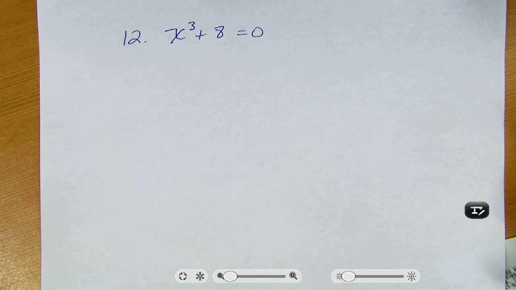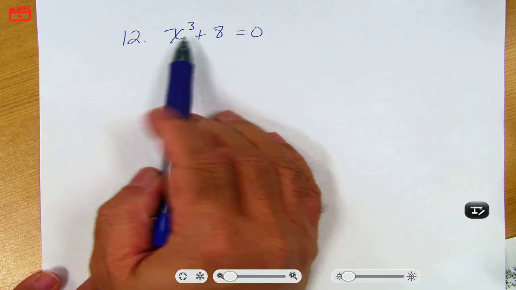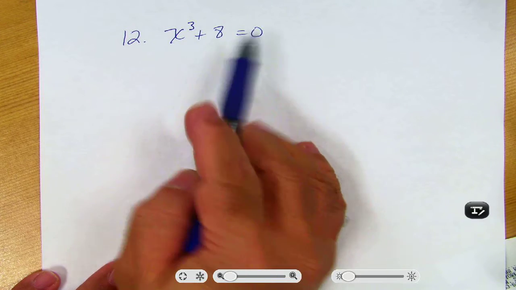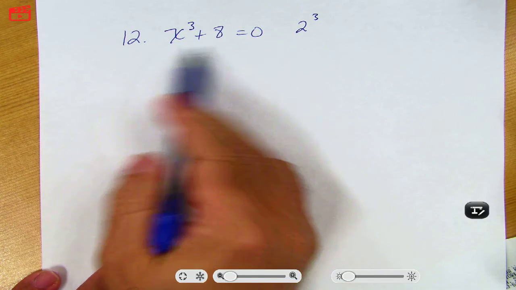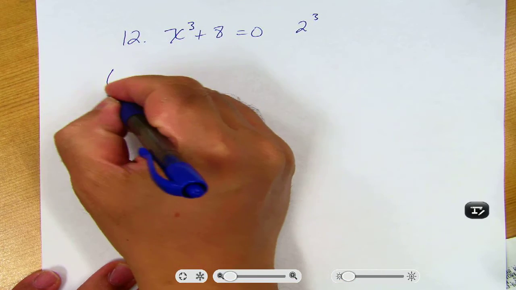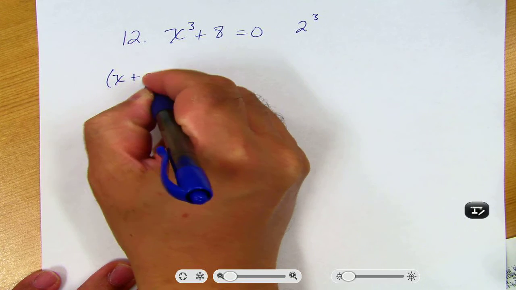All right, this is problem request number 12. x cubed plus 8 equals 0. That's a perfect cube, and 8 is 2 to the third power, right? So this is a sum of two cubes. So it's x plus 2, right?